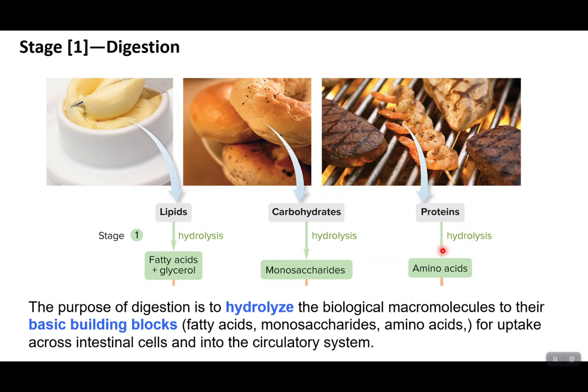And the reason this has to happen is because these building blocks are the ones that are absorbed by your intestinal cells, and then that is what is transported into your circulatory system. So when we absorb food, they first need to be broken down in the digestion stage in order for them to be small enough to be taken into the intestinal cells and then into the circulatory system. Once they're in the circulatory system, they then can reach the destination tissue in which they will be needed.